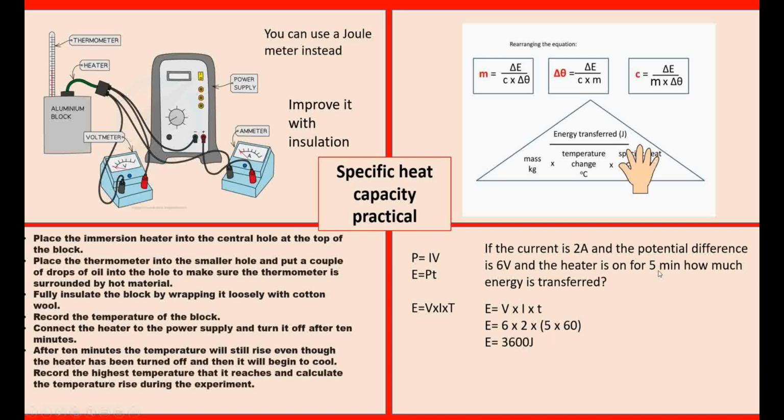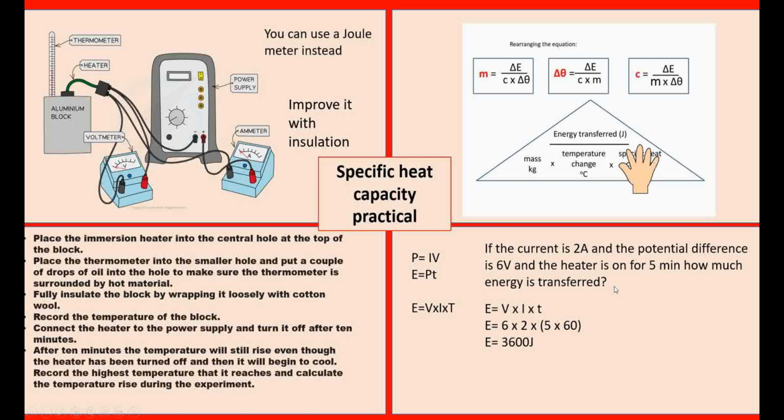Be careful that you change the 5 minutes into seconds. We do not work in hours, we do not work in minutes. There are 60 seconds in a minute, there are 60 minutes in an hour. So to change the 5 minutes into seconds, we times by 60. Be really careful of that. There's a good chance that somewhere in your paper, there will be a conversion of minutes into seconds or hours into seconds. So be careful of that.